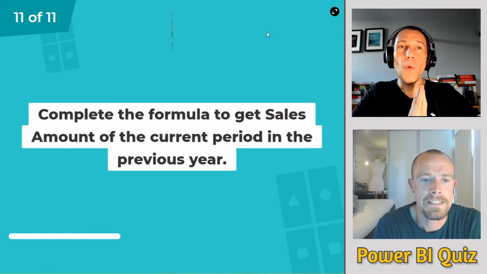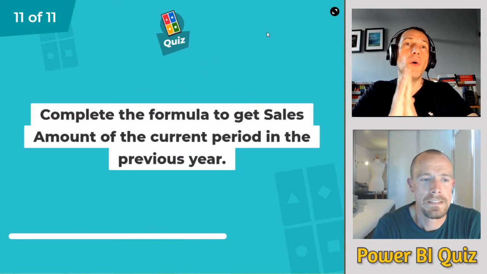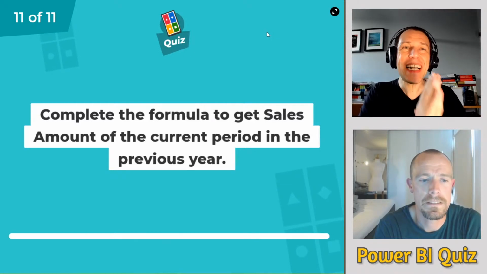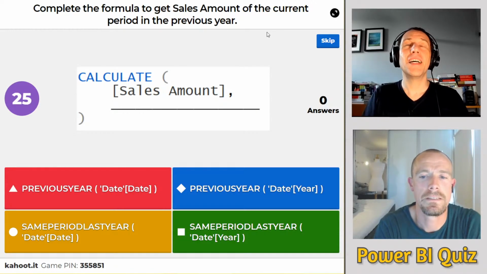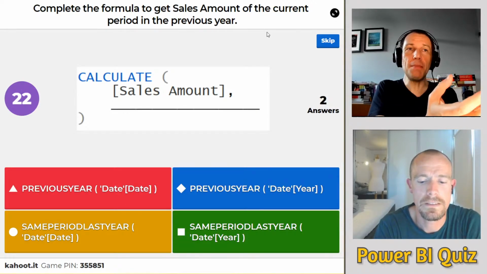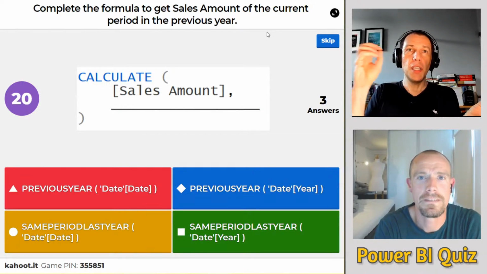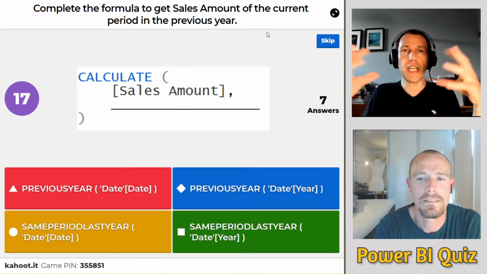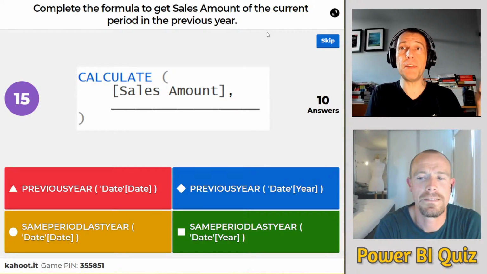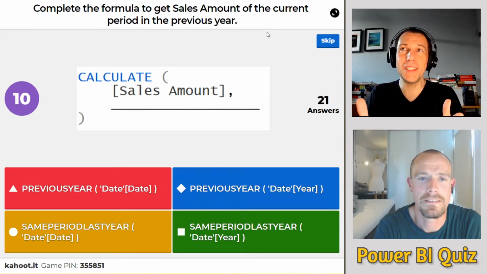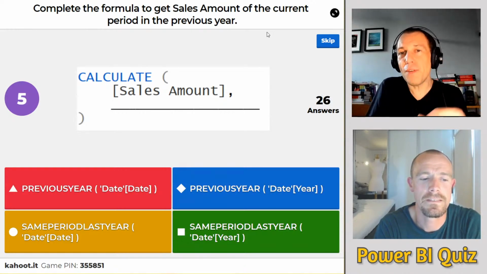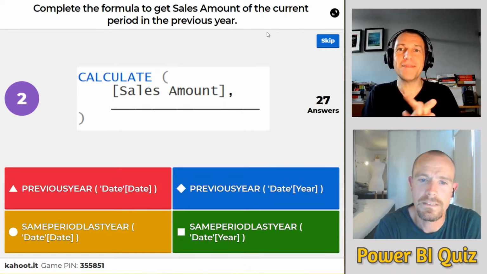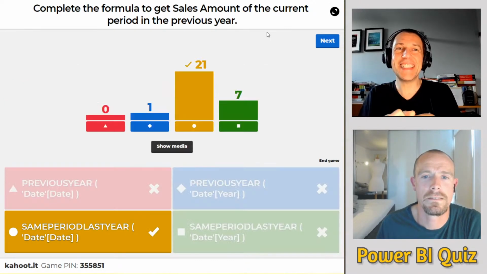So, complete the formula to get the sales amount of the current period in a previous year. You're writing a measure. You have a measure Sales Amount. You want to see the sales amount of the current period you have in the report in a previous year. I don't want to help you too much because here is important. If you have a month, you want to see 1 month of the previous year.